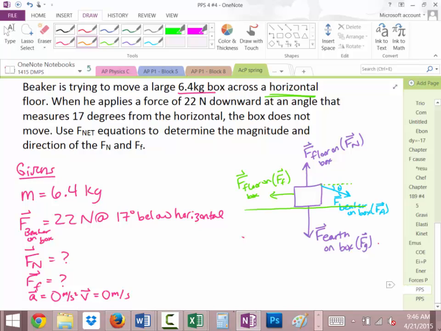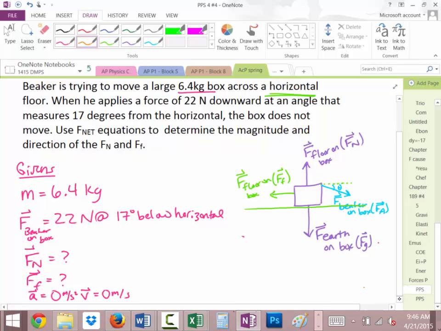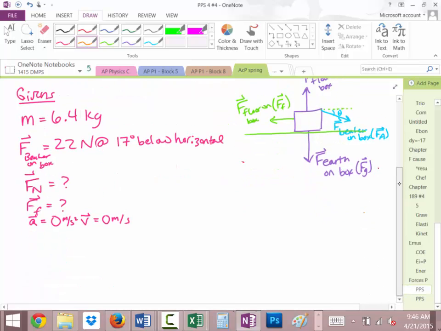Are you with me there? In math, you probably talked about that. Two unknowns, one equation, you're stuck. Just start crying and go home, right? That's not helpful. Okay? We need two equations since we have two things we don't know. So we want one in the x and one in the y. Is that okay with everybody? All right. Here we go. F-net equations. I'm going to move this down just a little bit so I've got some more space.